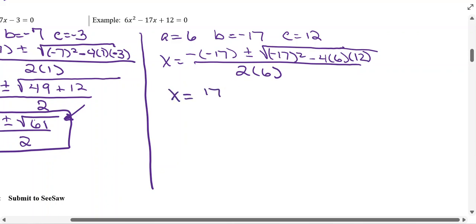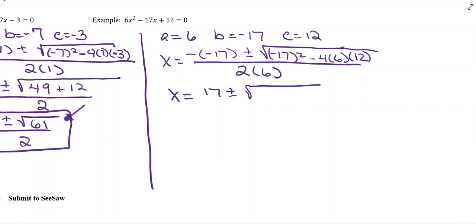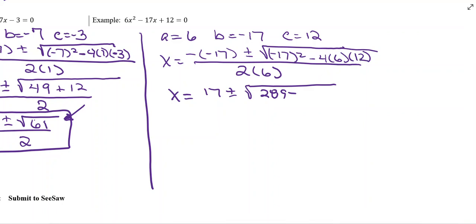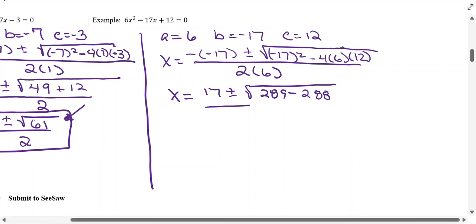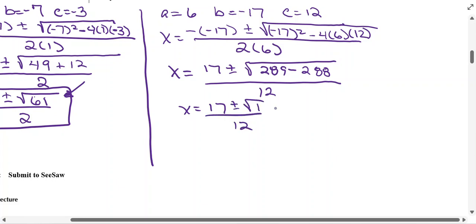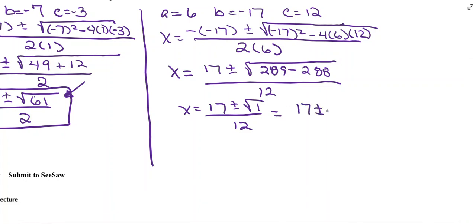So x equals 17 plus or minus rad. Negative 17 squared is 289. 4 times 6 times 12 is 288. 2 times 6 is 12. I now have x equals 17 plus or minus rad 1 over 12. Rad 1 is 1, so I have 17 plus or minus 1 over 12.